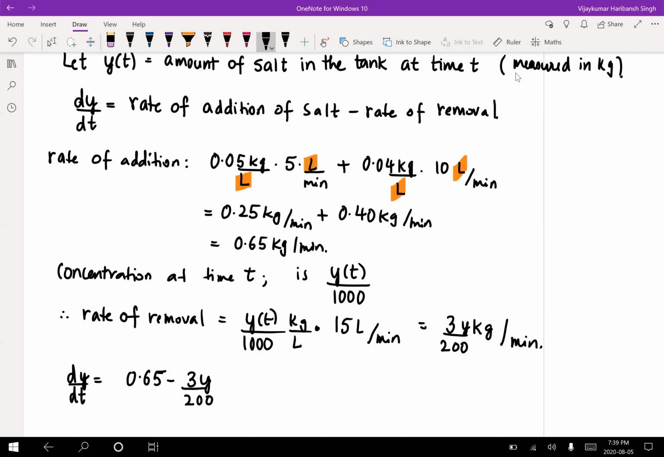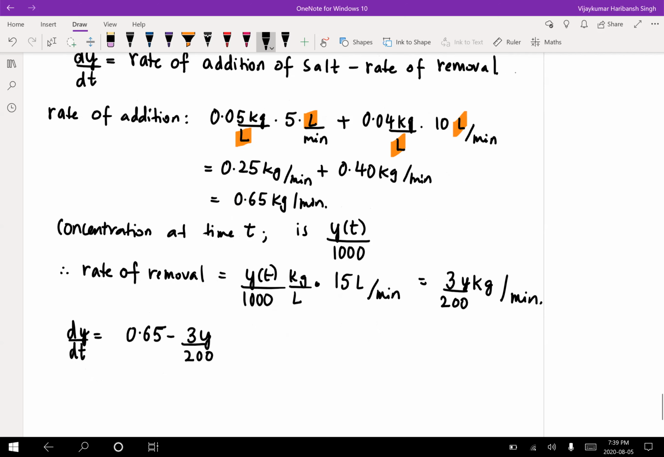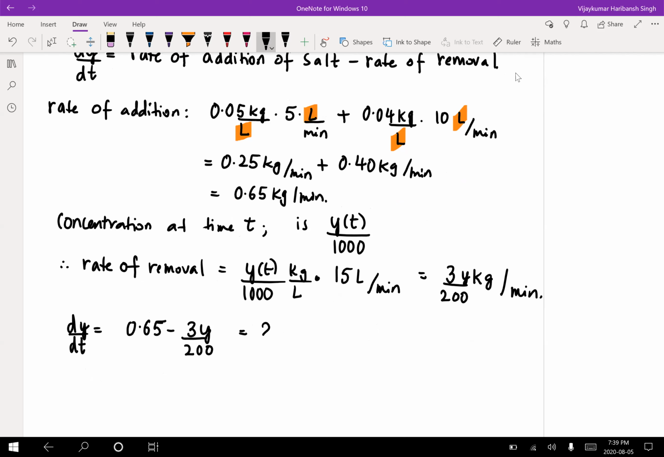Yeah, you should check out the units. So the unit should work out, which is going to be, if you multiply this, 130 minus 3y divided by 200. So this is your differential equation.